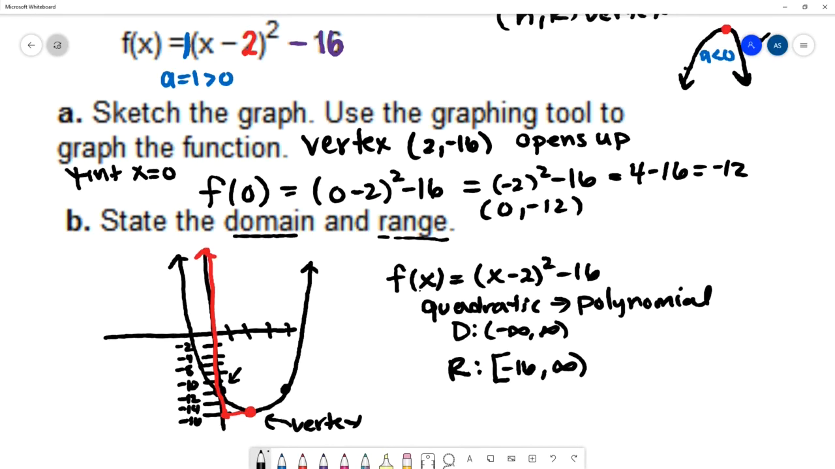You can use the graph, or you can use your knowledge about the vertex and the parabola opening up. You can start with that y-coordinate of the vertex, and the y values go up from there. So that gives us a domain of all real numbers and a range of negative 16 to infinity.